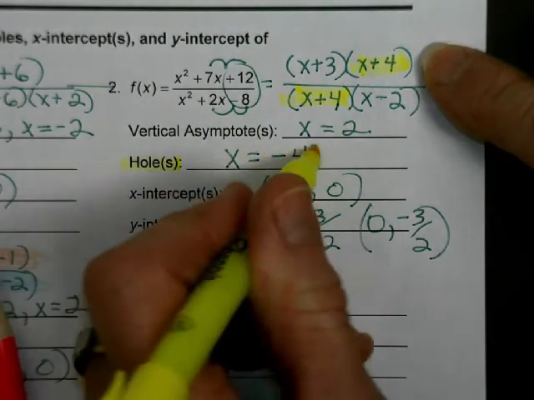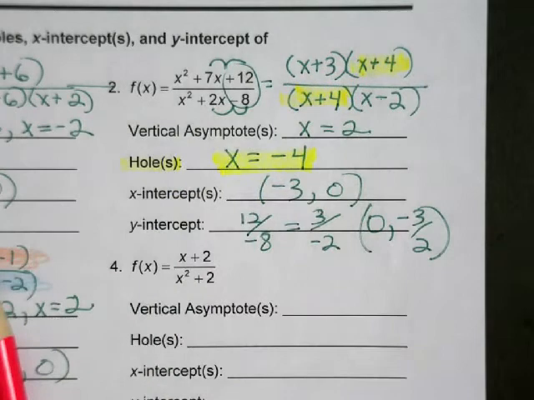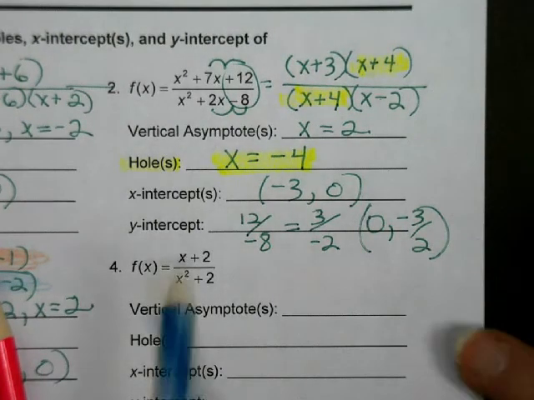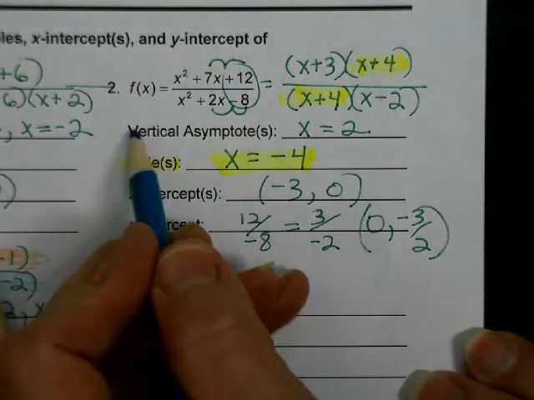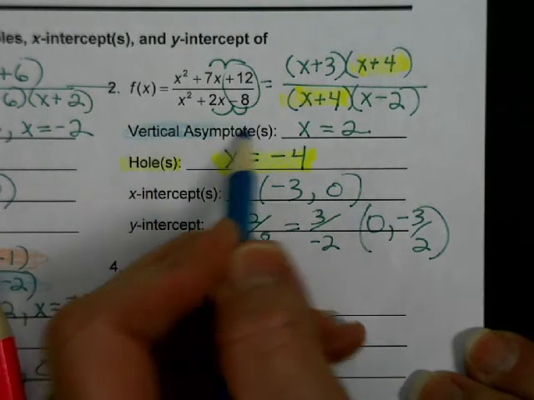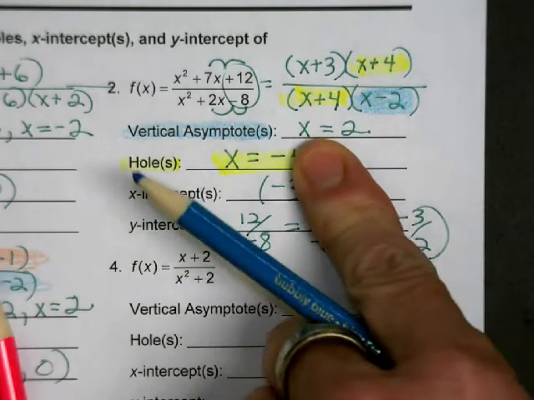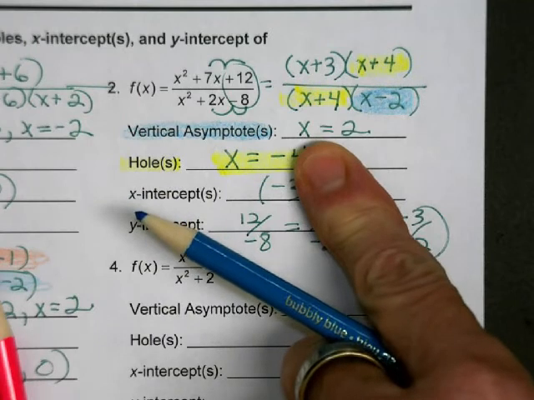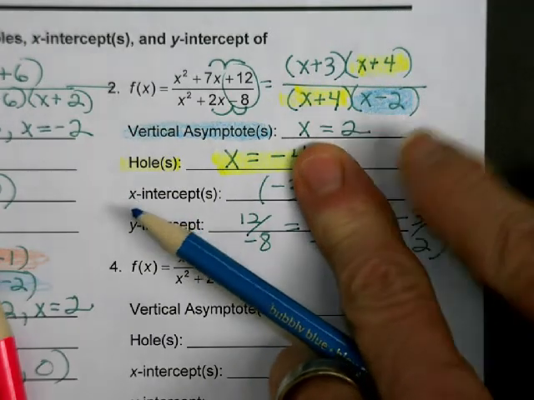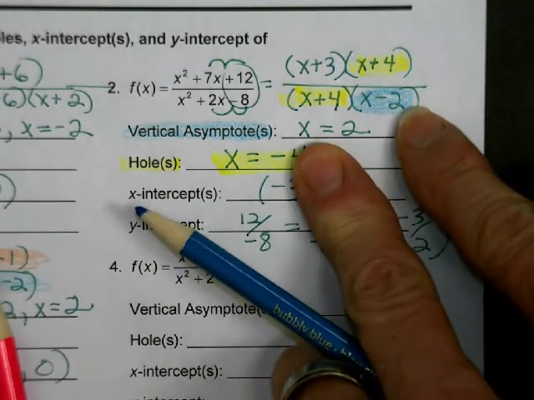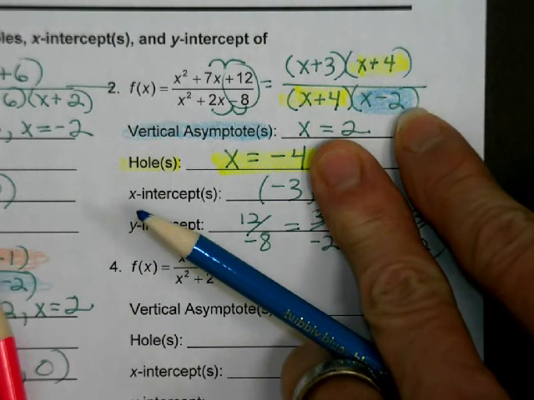So x equals -4 was the missing hole. And we got to see that on Desmos, what a hole looked like. Then the vertical asymptotes came from what was left in the denominator. That turned into a 0. So I set x minus 2 equals 0, and I found the vertical asymptote.